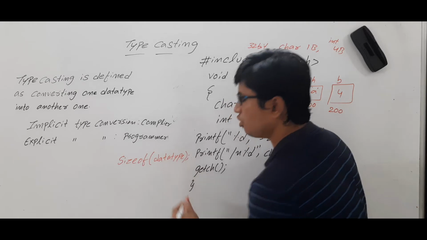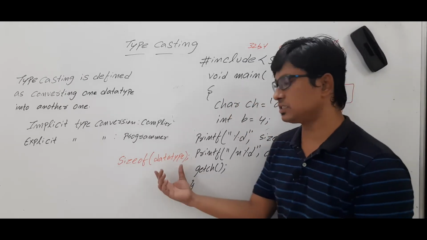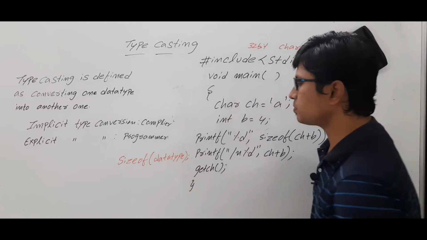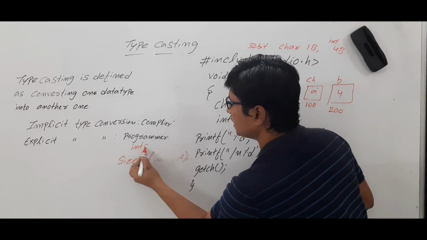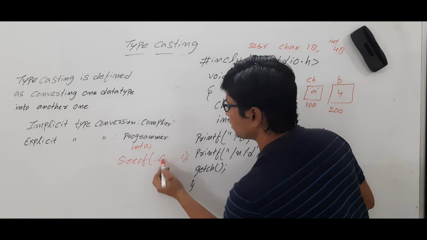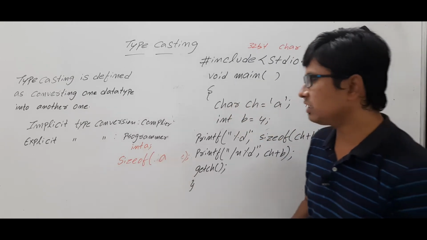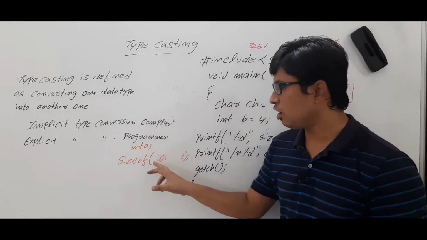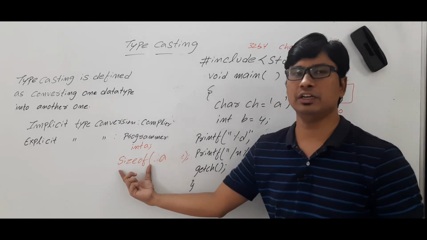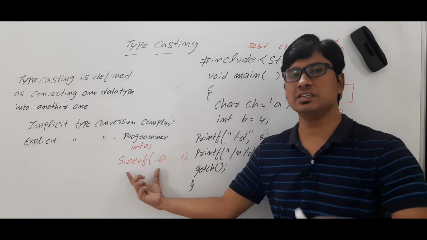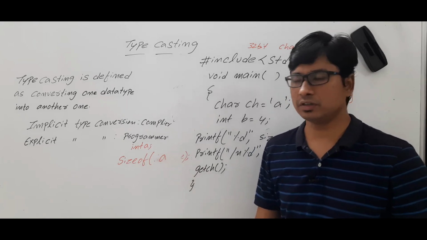Then it will give how much memory is required for this data type, or you can specify the variable name also. You would have declared a variable like int a. Here you can specify a also. Then, as this variable is an int, it will give how much memory has been allocated for this variable. So the sizeof operator will give you how much size is required for the corresponding data type or the variable.